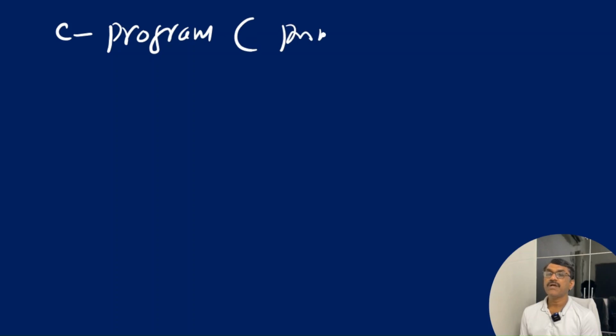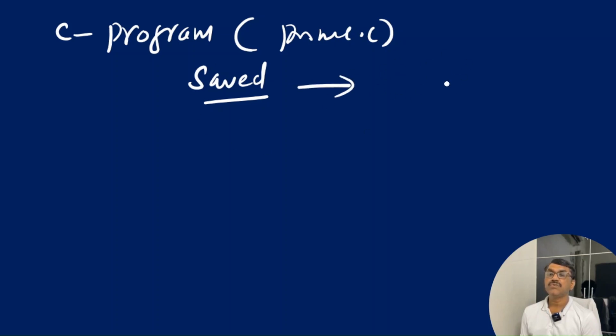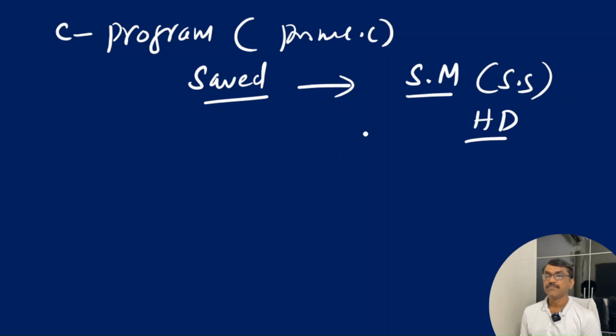Now we will see the next scenario. Assume that you have written a C program. The name of the C program is prime.c. This is the program you have written. After writing this program, you have saved it. Once saving is done, the program is stored in secondary memory, or secondary storage. That means we are talking about the hard disk.